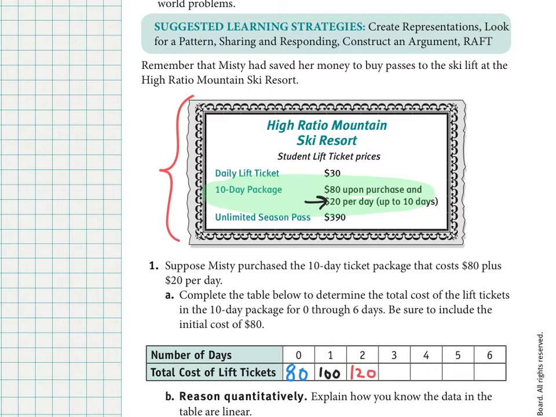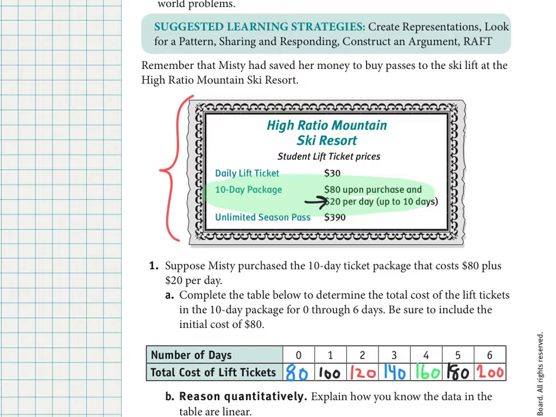And basically each day that you show up here, you're paying the additional $20, so $140 for 3 days. If you went 4 days, it would be another $20, so $160. Sorry, I'm struggling. And then we're just going to keep adding the $20, so $180 for 5 days. And then for 6 days, it would go up to $200.